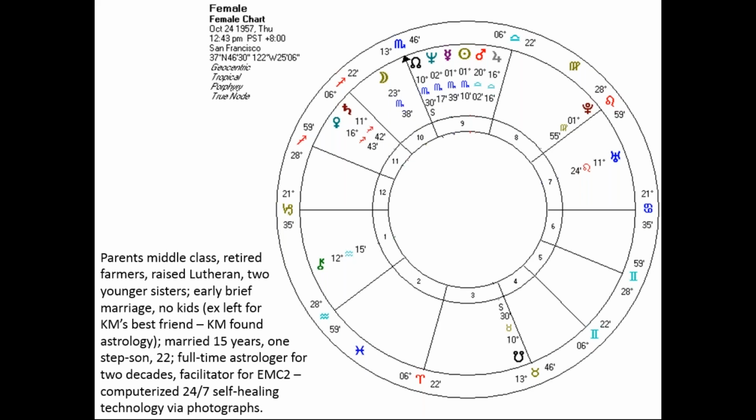Kim Marie's chart. I was born October 24th, 57, 12:43 p.m. at Presidio Army Hospital in San Francisco. You see here that, well, my parents are middle class. They're retired farmers. My dad got out of the military when I was 6 months old. And so I was raised on a farm in eastern South Dakota in the cornfields. I didn't get off a tractor till I was 26.